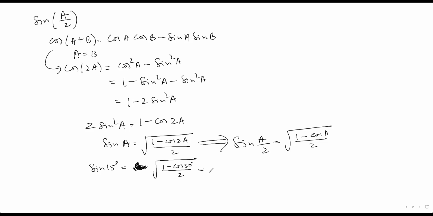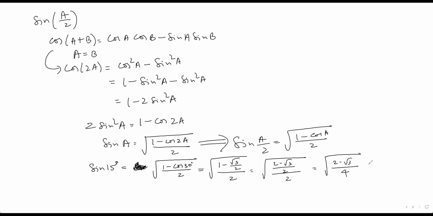Okay, this will be the square root of 1 minus cos 30, which is root 3 over 2, whole thing over 2. So this will be the square root of 2 minus root 3, whole thing over 2. Yeah. So this will be the root of 2 minus root 3, whole thing over 4.